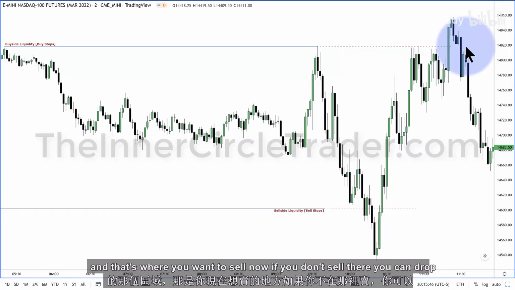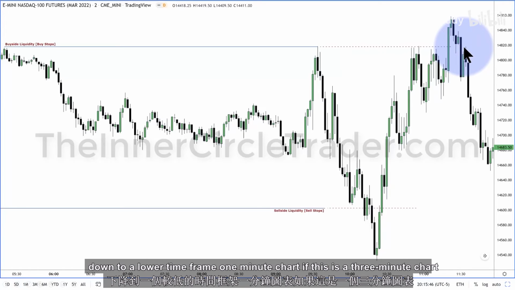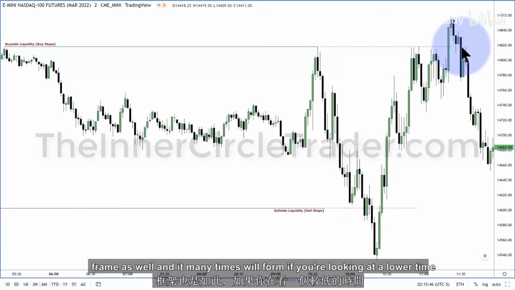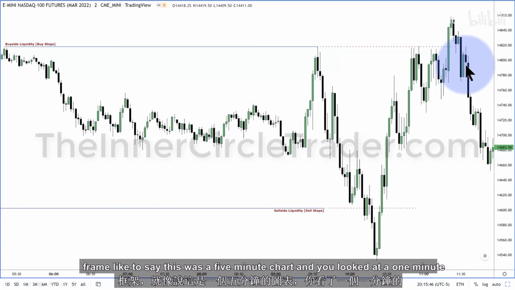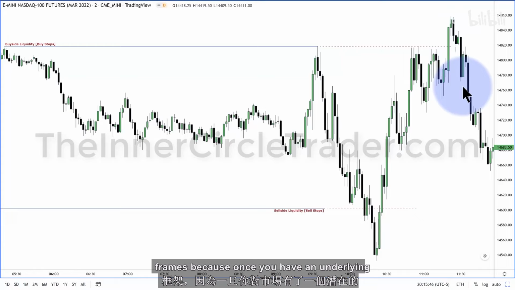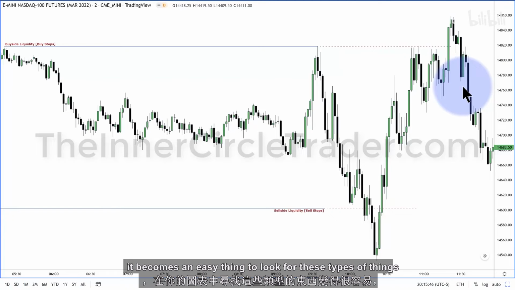to sell. Now, if you don't sell there, you can drop down to a lower time frame, 1 minute chart. If this was a 3-minute chart, you can go down to a 1 minute chart and look for that to occur on that time frame as well. And it many times will form if you're looking at a lower time frame, like say this was a 5-minute chart, and you looked at a 1 minute chart, you'd find one down in here. It's a matter of scaling down in your time frames, because once you have an underlying premise to the market now likely to go lower, it becomes an easy thing to look for these types of things.